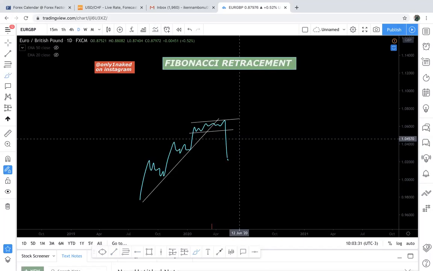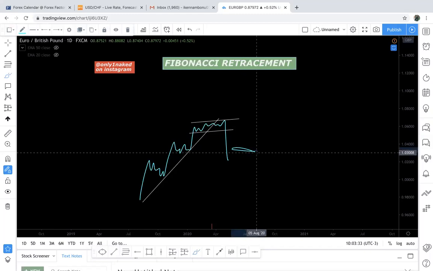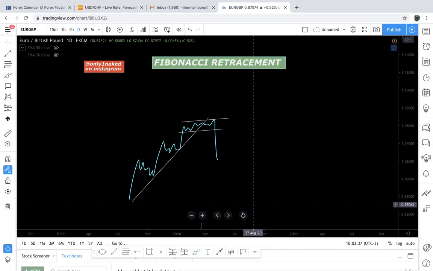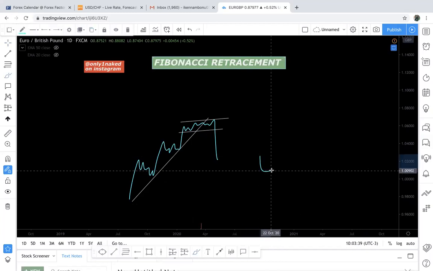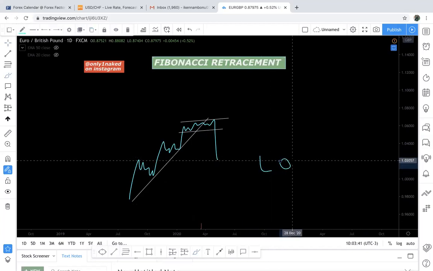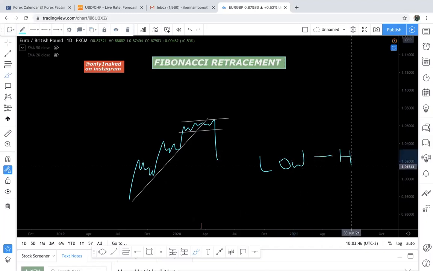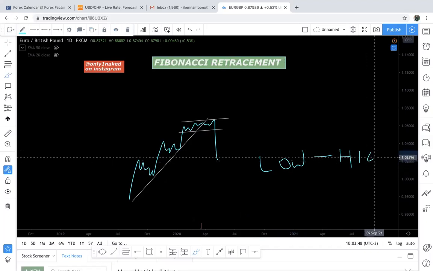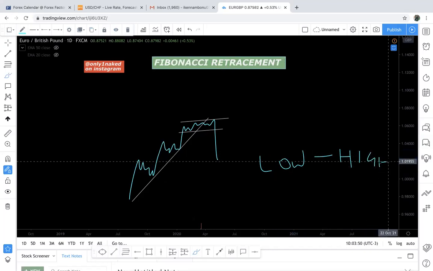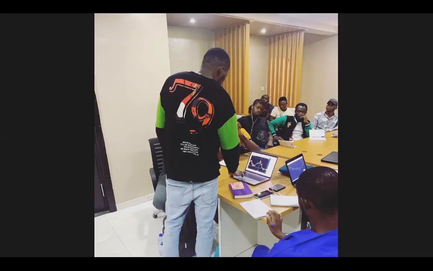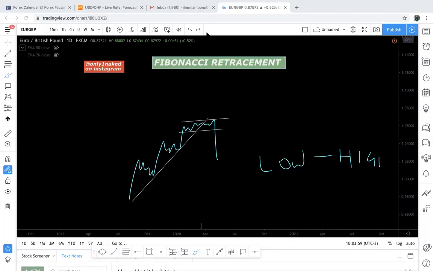It's as simple. Now, when we are in an uptrend environment, that means we are looking for a buying opportunity. We want to draw our fib from swing low to swing high. And it's the other way around when we are looking for a selling opportunity, when we want to sell in the market. We draw our fib from swing high to swing low. So I hope that makes sense.